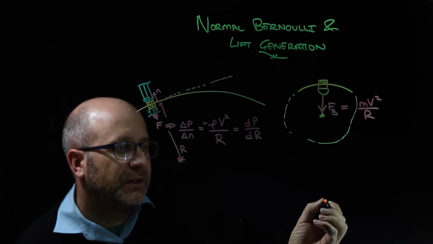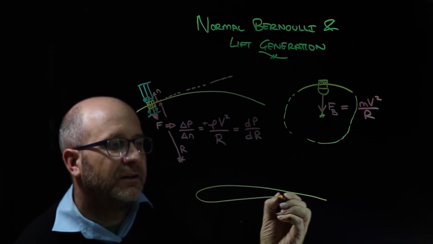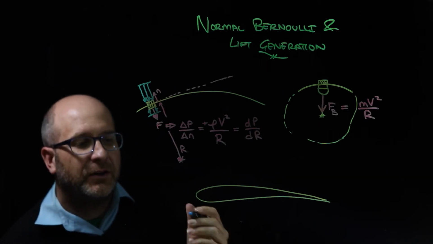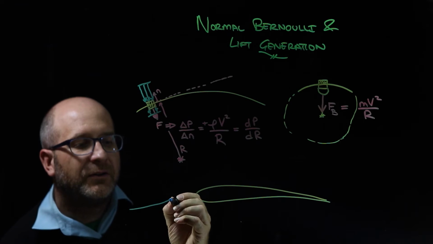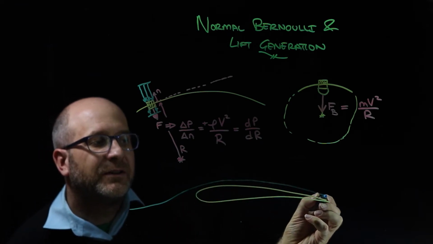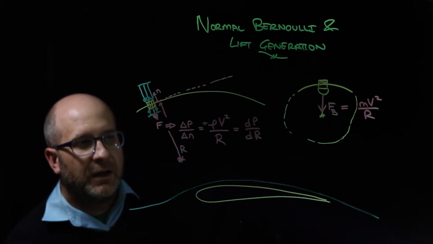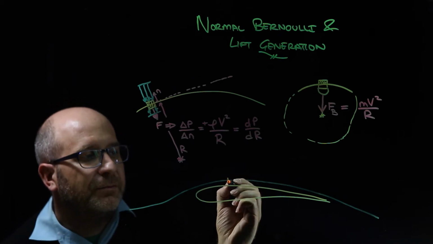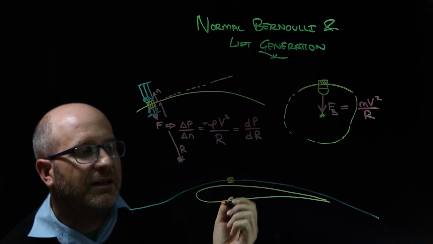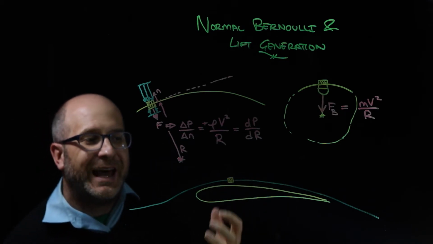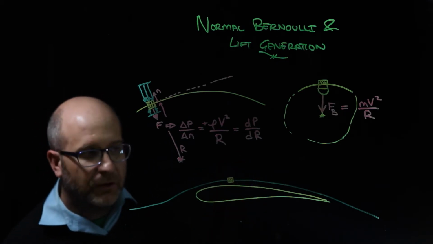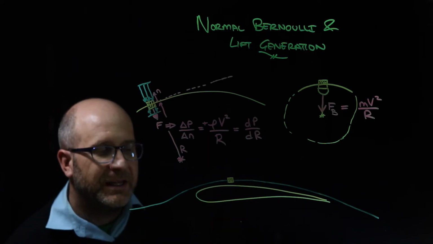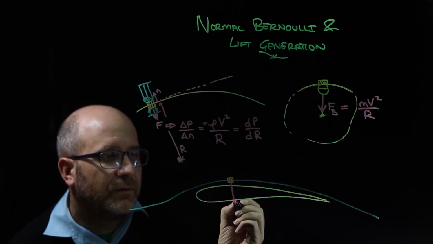So here's my airfoil down here. And what I'm going to do in this case is I'm going to accentuate the curvature of the streamline. So let's make it nice and curved, like that. So what you can imagine here is this particle needs to be pulled downwards by the airfoil. So the force acting on the particle, right, is going to be downwards.